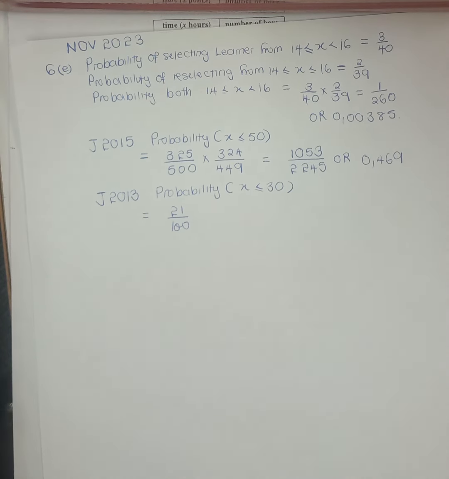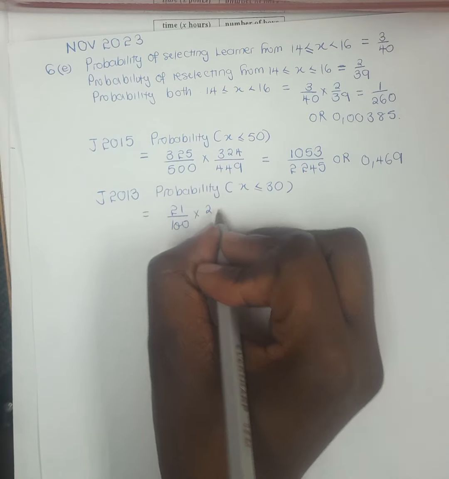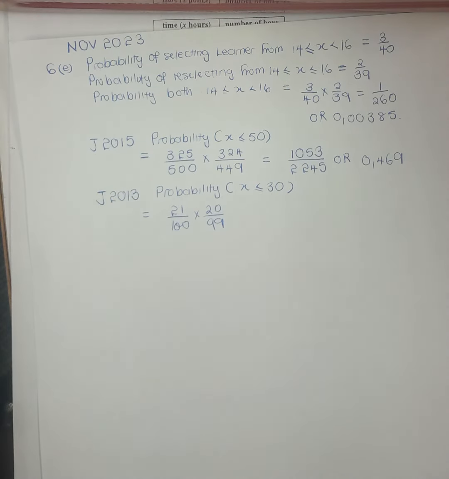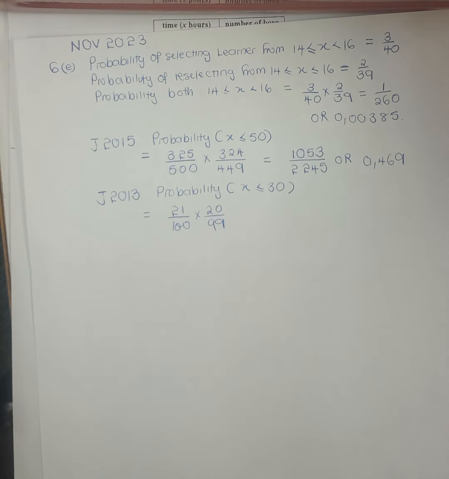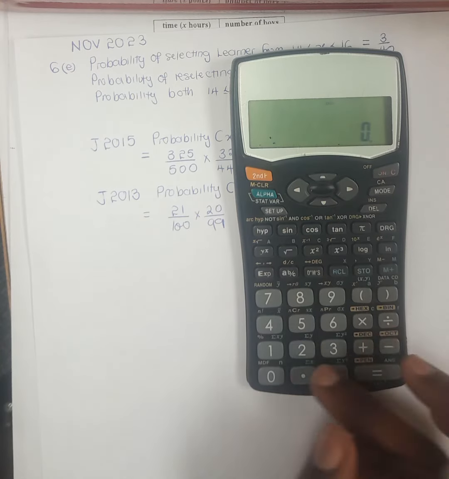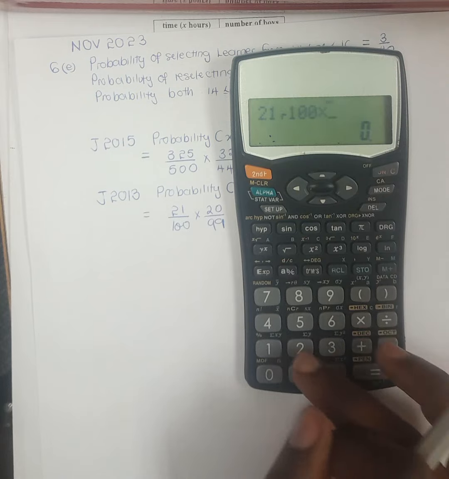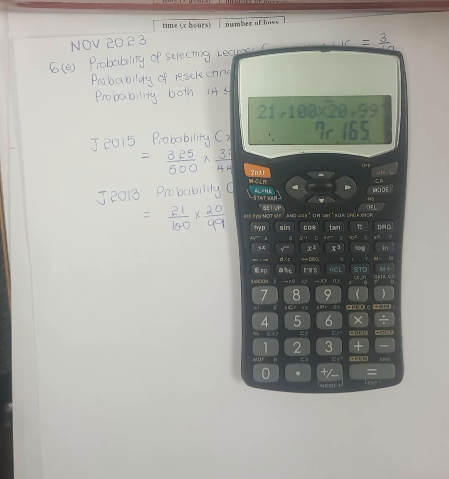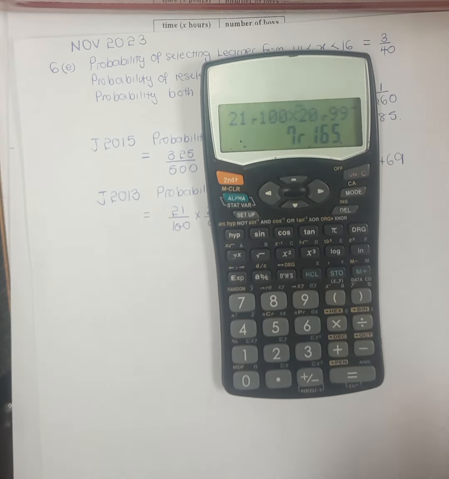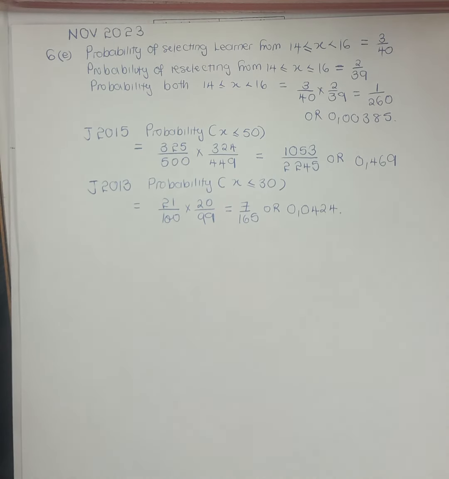So the probability of selecting from the same category is going to be 20/99, because the selection of the first boy is 21/100. When we select that boy, it means that we are now having 20 in that category instead of 21, and also we are now having a total of 99. So we say 21/100 times 20/99. So let us punch on the calculator. 21/100 times 20/99. We are getting our answer is 7/165, or we write it as a decimal. It is going to be 0.0424. So we are done now on how to deal with probability if we are selecting from the same category.